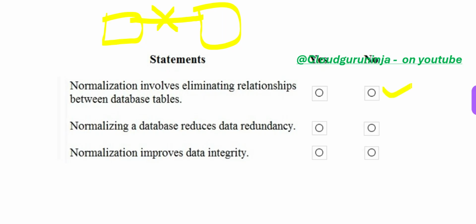Normalizing a database reduces data redundancy. Yes, when you normalize, you are actually trying to remove duplication. Redundancy means duplicates, and you are trying to remove them. Normalization improves data integrity. Yes, you have primary key and foreign key relationships. That is like a parent and a child relationship. A child cannot exist if the parent does not exist. That is how it maintains data integrity.